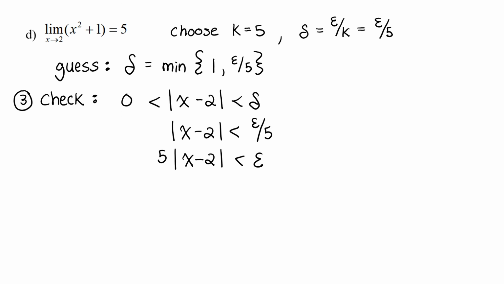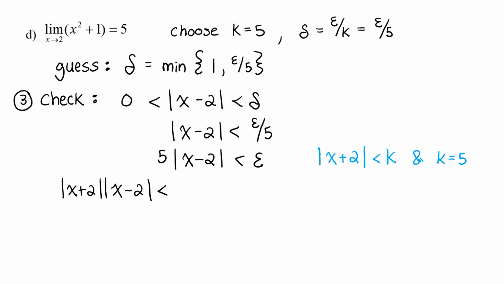And now we know that the absolute value of x plus 2 is less than k. And we also know that k is equal to 5. So this means that if we've shown this piece, then the absolute value of x plus 2 times the absolute value of x minus 2 is less than 5 times the absolute value of x minus 2, which is less than epsilon.